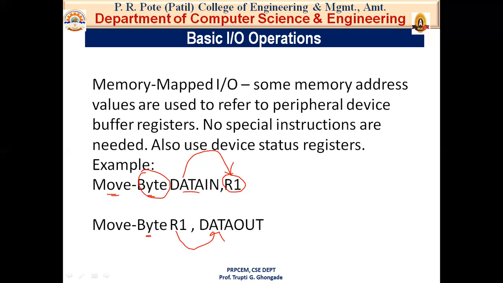Okay, so here we are transferring data from data in to general purpose register R1. It goes like this: first, data is transferred from the input device to the buffer register, then to general purpose register R1, and then from the general purpose register to buffer register data out, that means the output device. So input device to processor to output device.